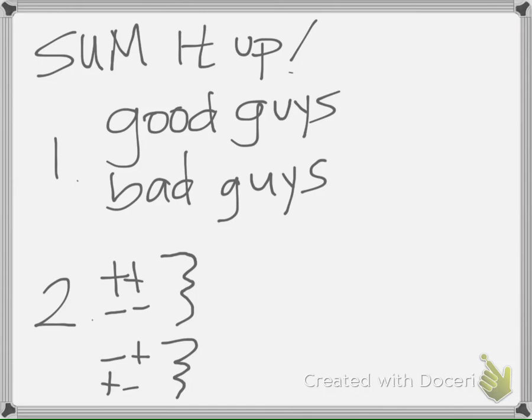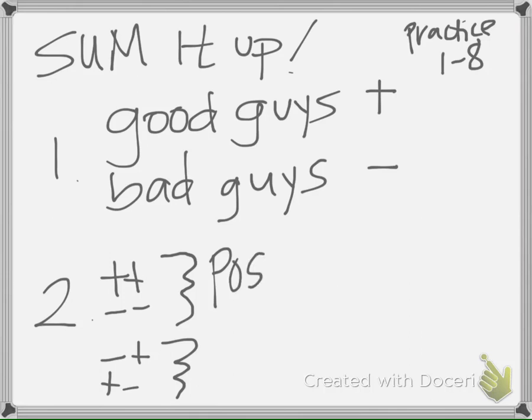Okay, so now sum it up. The things that you need to remember to be successful on tonight's homework, which is practice 1-8. You can get it in class tomorrow if you need it. Is you need to remember that good guys are positive, bad guys are negative. Another way to look at it, another strategy, if your signs are the same, then your answer is always going to be positive. If your signs are different, your answer is always going to be negative.